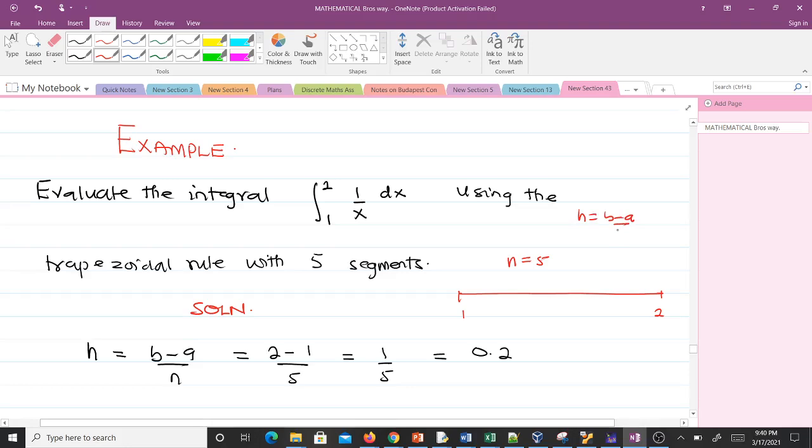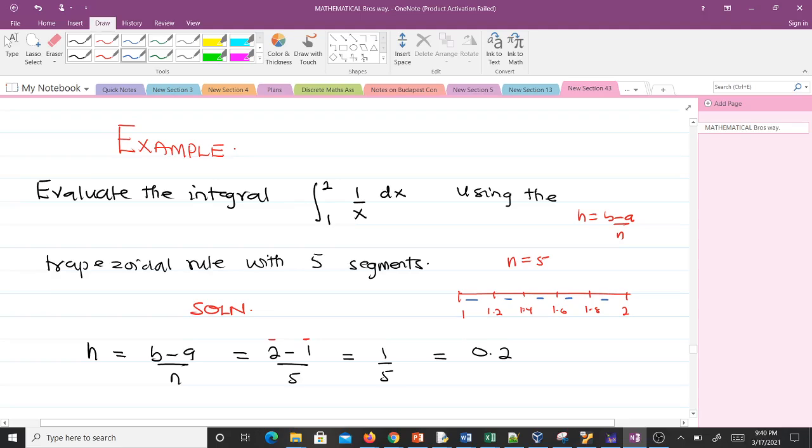Okay, so you see h is given by what? B minus a over what? n, and our b is 2, our a is 1, n is 5. So 2 minus 1 over 5 is 1 over 5, which is 0.2. So that means I will be stepping by 0.2. So 1.2, 1.4, 1.6, 1.8. So let me bring mine 2 here. So that's it to be equal width. Okay. So how many segments do we have? 1, 2, 3, 4, 5. So we have 6 points.